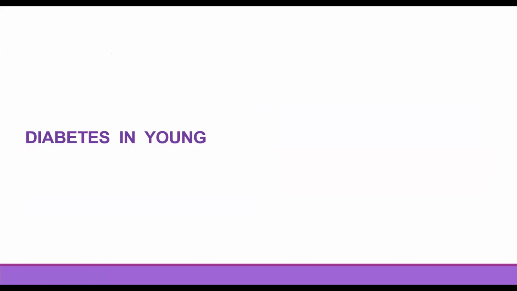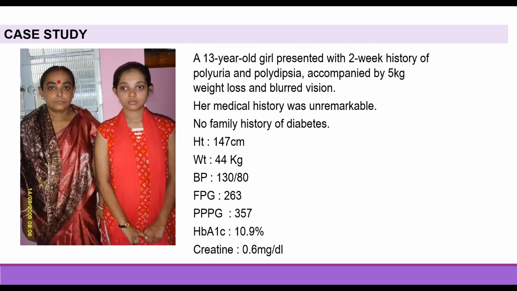Coming to one case of diabetes in the young: a 13-year-old girl presented with a 2-week history of polyuria and polydipsia, accompanied by 5 kg weight loss and blurred vision. Her medical history was unremarkable, with no family history of diabetes. At the time of presentation, blood glucose was very high, 263, 357, and HbA1c was 10.9.